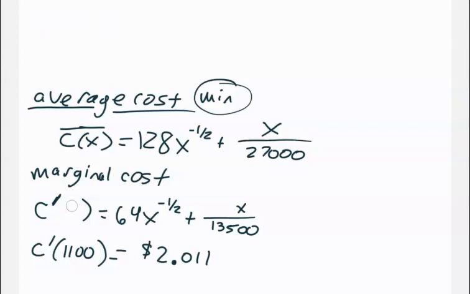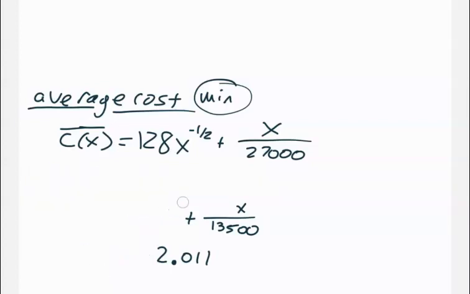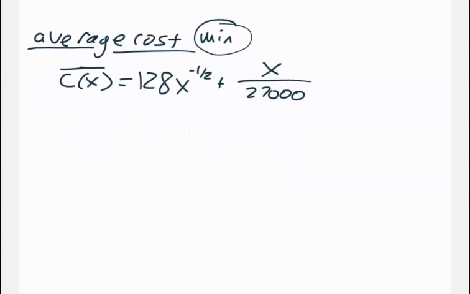How do we minimize something? We take the first derivative and set it equal to 0 to find critical points that could be maximums or minimums, and then we figure out if they're a maximum or minimum. So I'll erase the other equations because we're just focusing on this one now. They want us to minimize average cost.